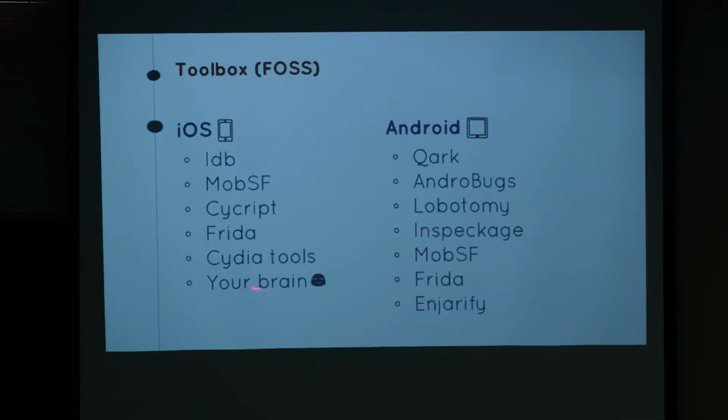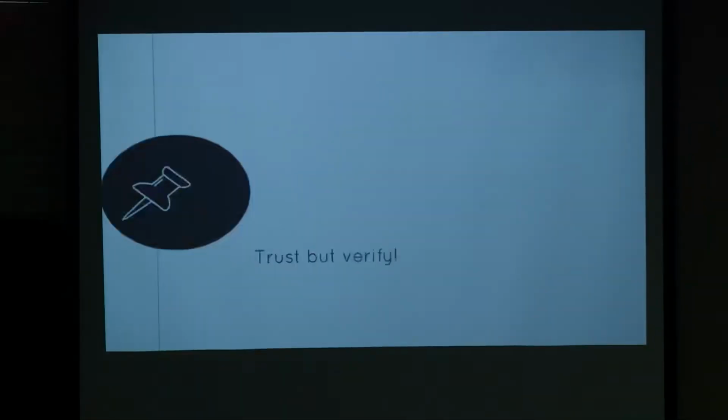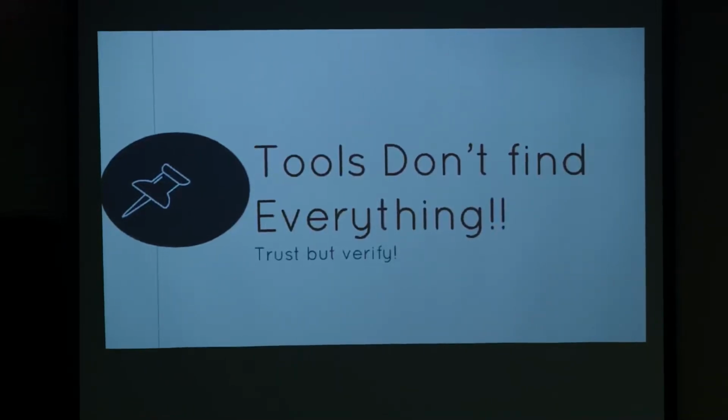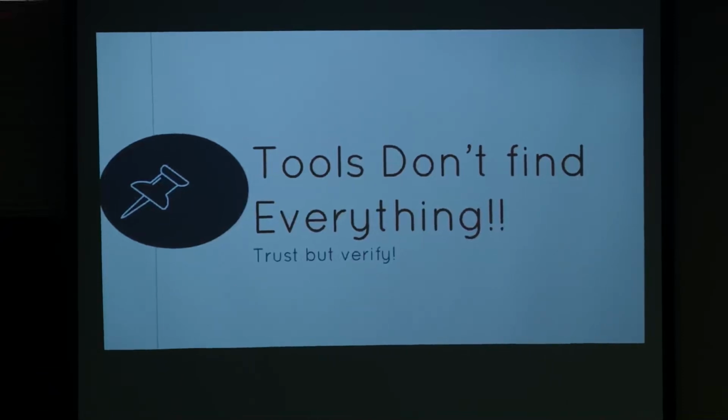And this is key: your brain. Like I was saying, those JSON files and XML files, being nosy is what you want to do when you're assessing these mobile applications. So trust but verify, tools don't find everything. Those JSON files, XML files, and config files are things you have to find within the application's document directories, as well as their bundle directories.